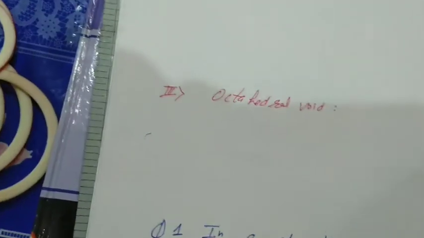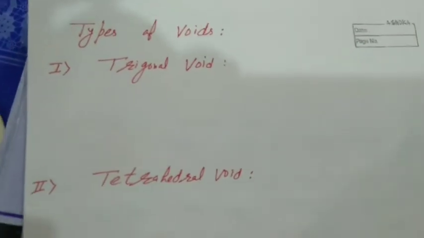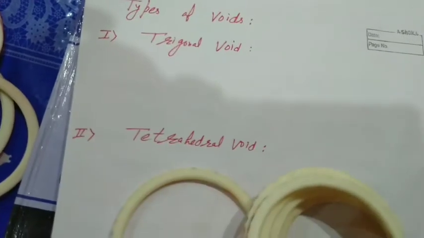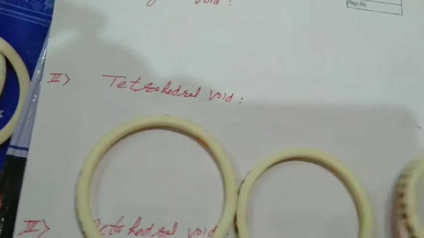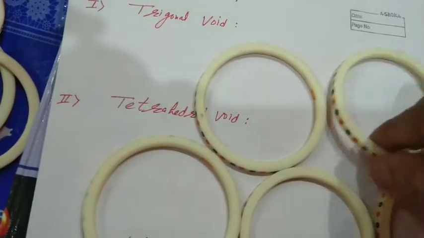After this, next, students, packing of spheres in 3 dimension. Before doing packing in 3 dimension, at first we will discuss types of voids. Types of void, students. In the close packing of spheres, unoccupied space is called void or hole. Please look here again carefully. We proceed for close packing in 2 dimension. One was SCP and second was HCP.